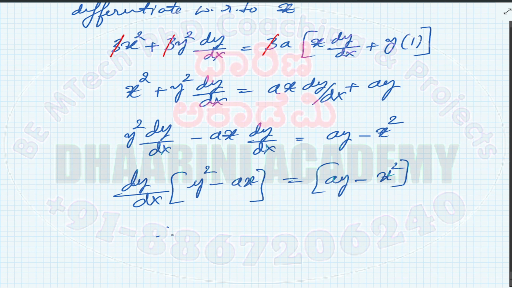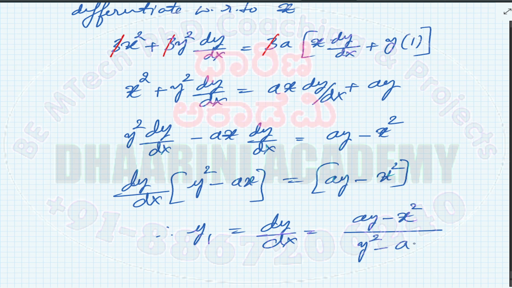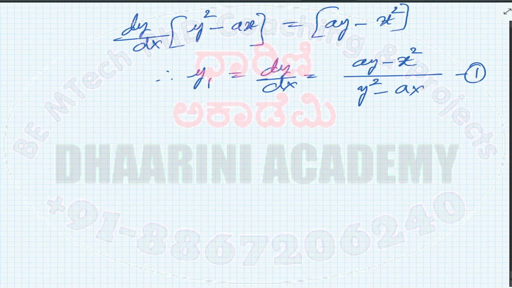So therefore I need y1. y1 is nothing but this dy by dx, that is equal to, take the y square minus ax to the denominator of the right side. So what you have is ay minus x square divided by y square minus ax. Okay, call this equation number 1. I got y1. All right, that's y1. I can directly substitute this in the given equation now.